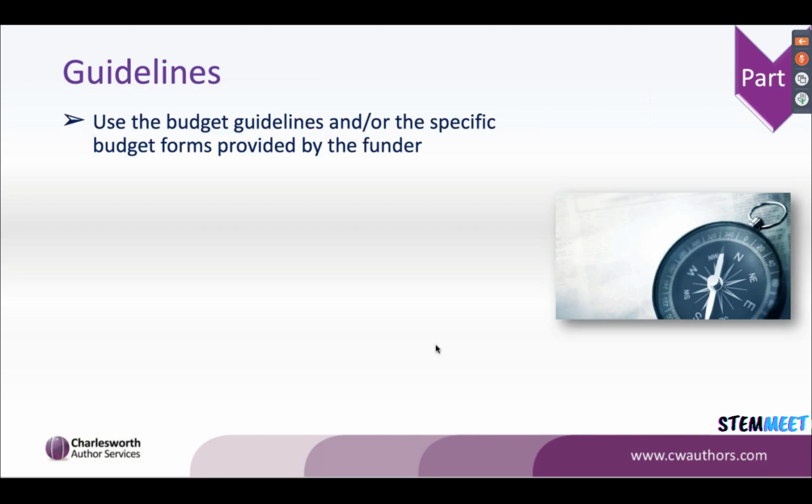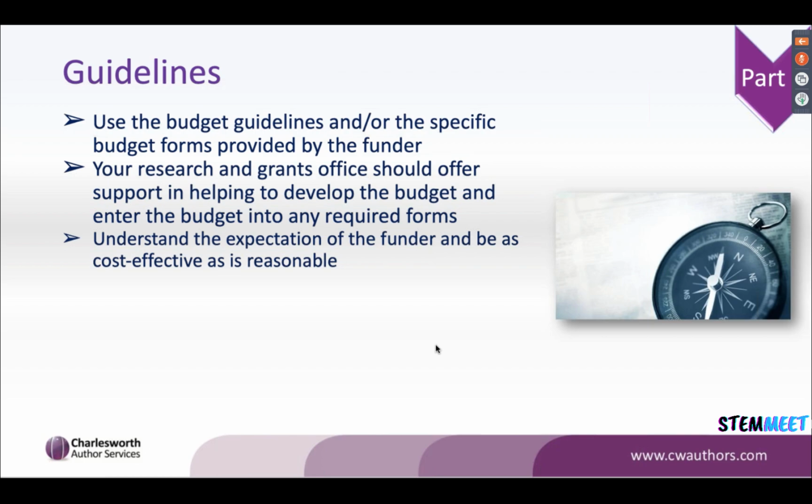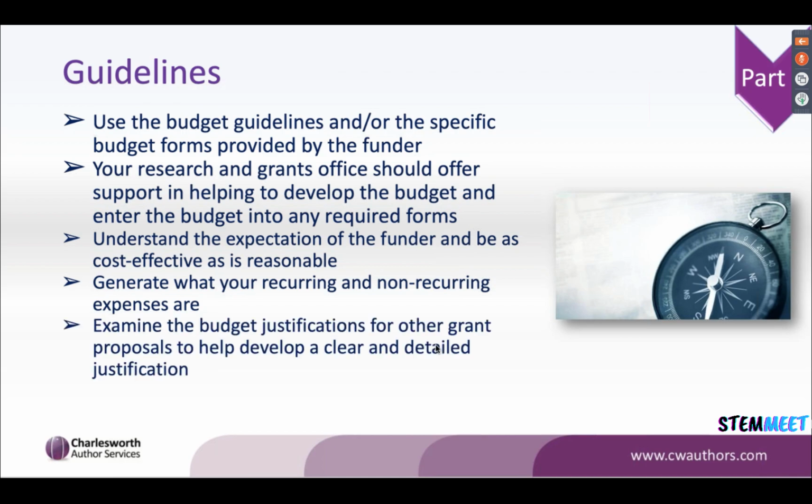Use the budget guidelines and/or the specific budget forms provided by the funder, definitely. Your research and grants office should offer support in helping develop the budget and enter the budget into any required form. Understand the expectation of the funder and be as cost effective as is reasonable, because they look for that in the review. Generate what your recurring and non-recurring expenses are. Examine the budget justifications for other grant proposals to help develop a clear and detailed justification. Yeah, justifications are almost like template form.